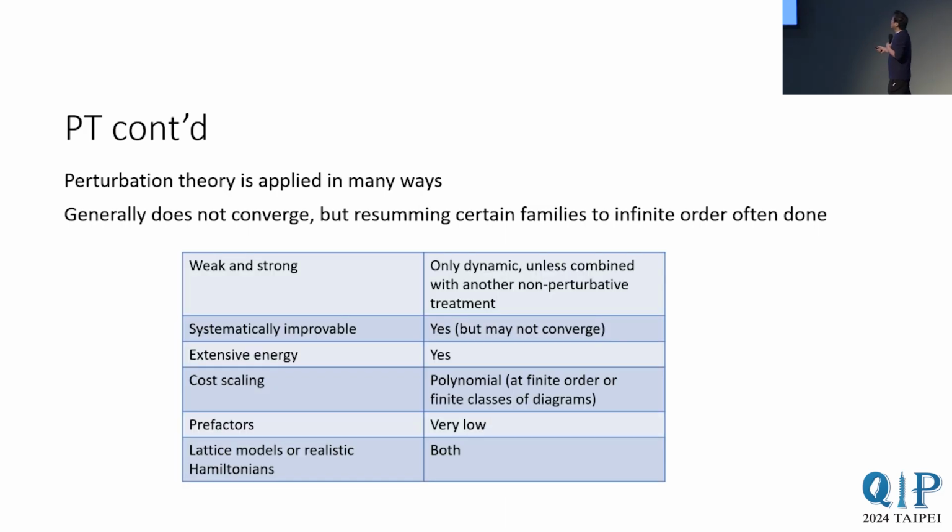And so it's very closely tied to the starting point. So often it's really only used to treat dynamic correlation. It's improvable. It's extensive at any finite order. It scales polynomially. It's very, very cheap.